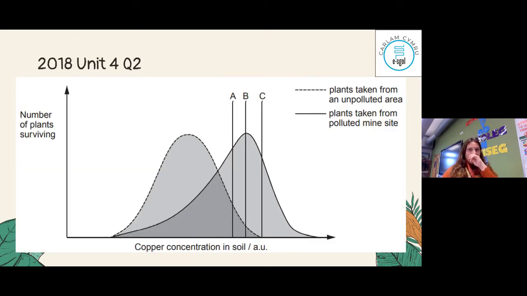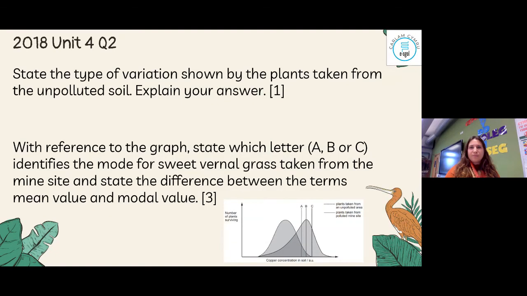So here is the graph. I'll give you a couple of moments just to analyse and decipher what's being shown before showing you the question. Okay, and here is the question. I've got a small version of the graph at the bottom. Hopefully it's big enough for you to see. So you need to state the type of variation shown by the plants taken from the unpolluted soil. Explain your answers.